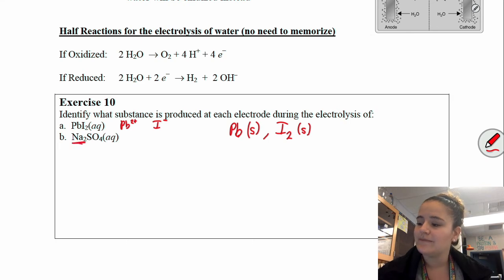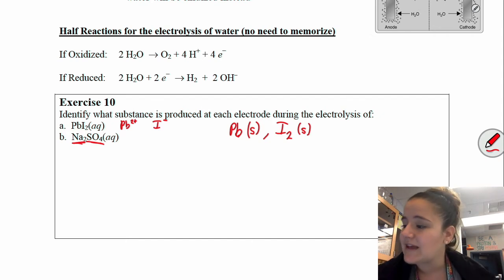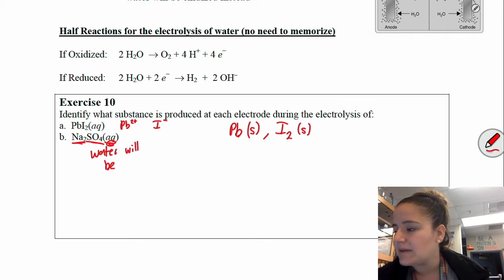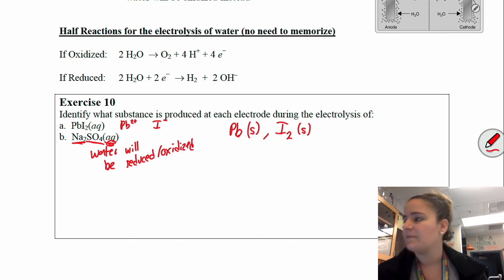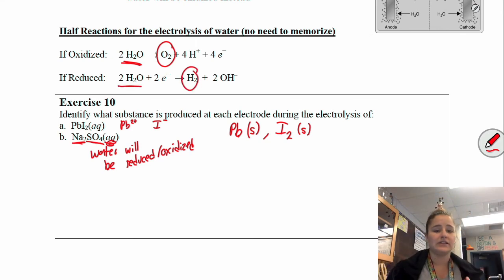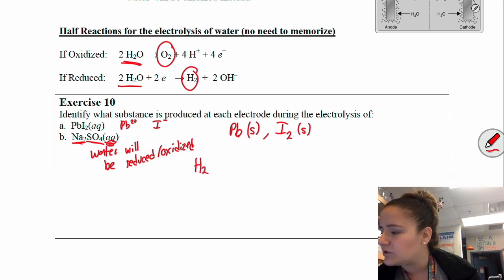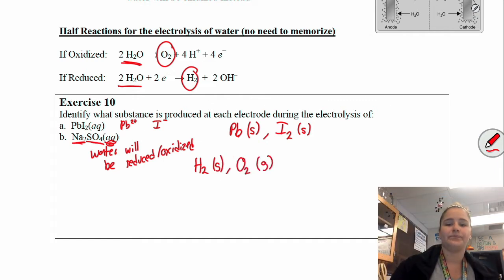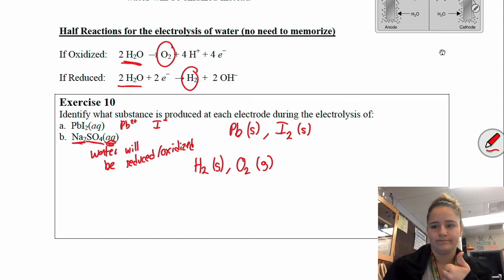Where sodium is an alkali metal and sulfate is a polyatomic ion, it is aqueous, so there's also water. The water will be both reduced and oxidized. You can see when water is oxidized, it forms oxygen gas. When water is reduced, it forms hydrogen gas. So in a situation where we have an alkali metal and a polyatomic ion, we're just going to be producing the products of water, our H2 gas and our O2 gas. Okay, cool?